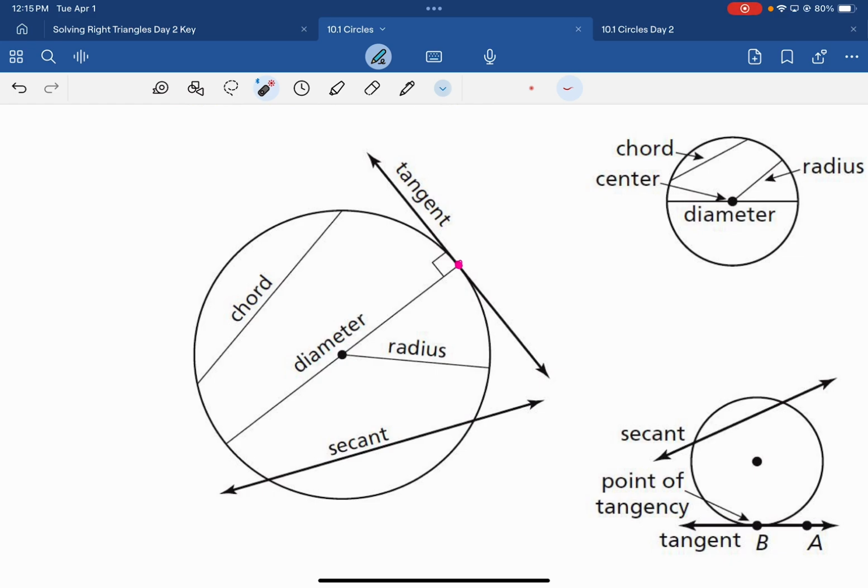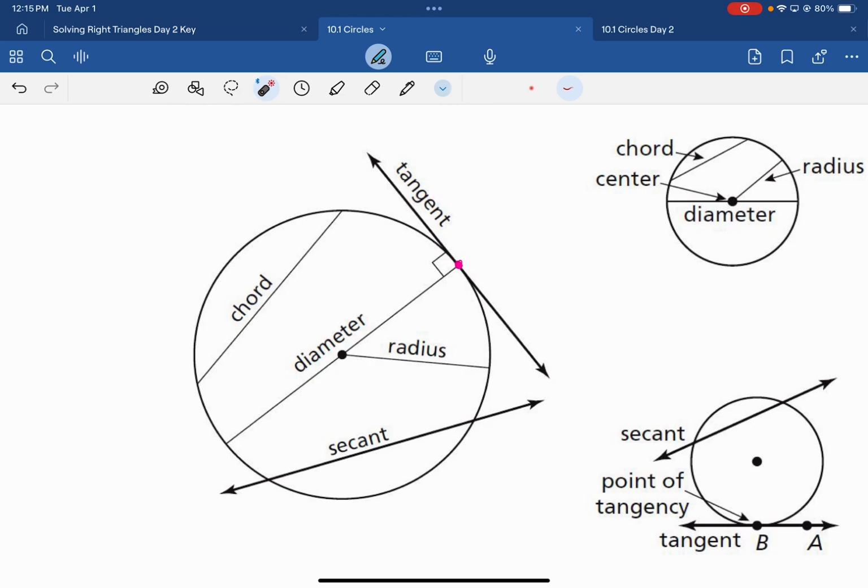But what do you notice different about a chord and a diameter? Where does a diameter go through? It goes through the center. That's what differentiates a chord and a diameter. Technically, a diameter is still a chord, because it goes from the edge to the edge. You could call it a special kind of chord: a chord that goes through the center, and that's what makes it a diameter. So a diameter is a chord, but not all chords are diameters.